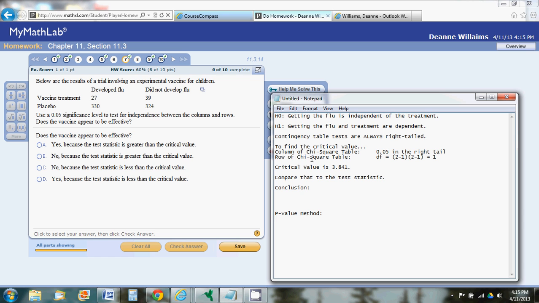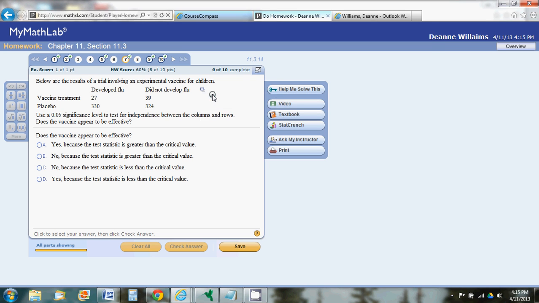So first row of our table. When we look down that fourth column and look in the first row, we see that our critical value is 3.841. And what we want to do is compare the test statistic that we're about to generate to that critical value. So let's do that. We'll show you how to use StatCrunch. We're going to open StatCrunch.